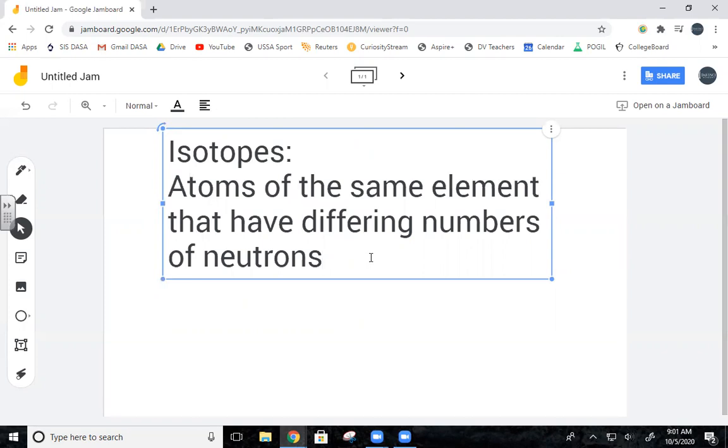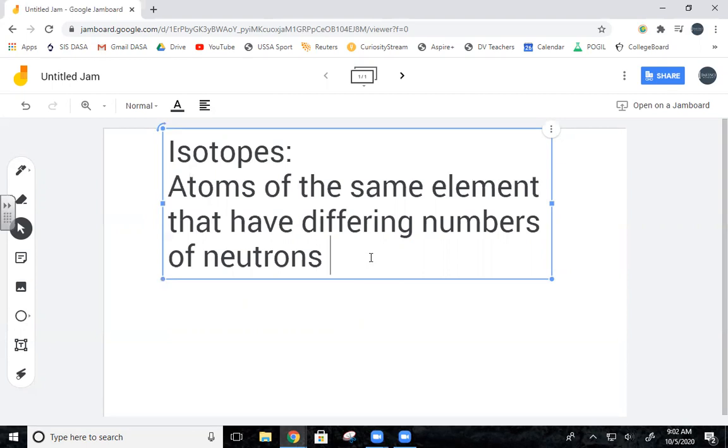What's a neutron again? It's an atom with a negative charge? No, that's an ion. A neutron is a subatomic particle with no charge. It can be found in the nucleus of the atom.